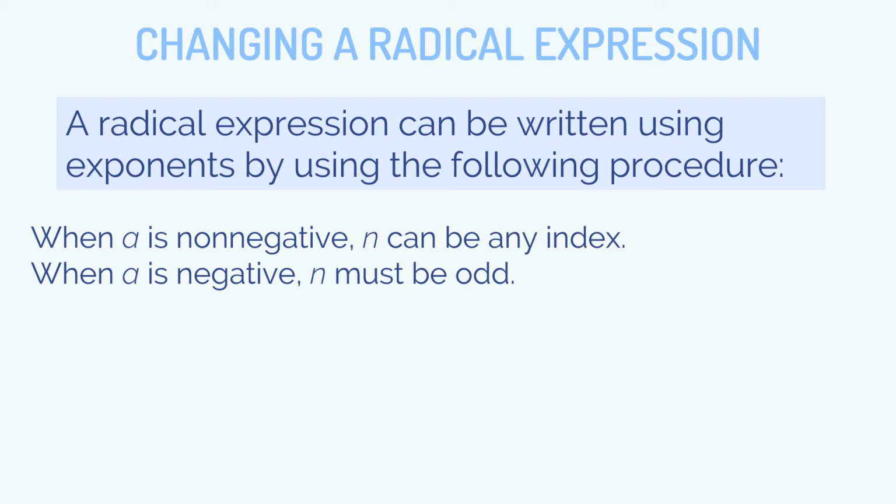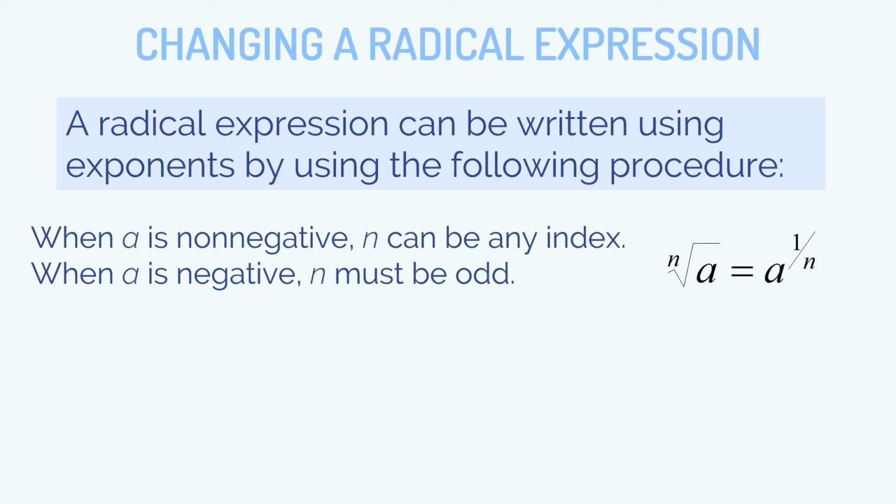When a is non-negative, the a is the radicand, the expression under the radical symbol, the n can be any index. But when the a, the radicand, is negative, the index must be odd. Why this condition? Because if the a is negative, you cannot take the square root, for example, of a negative number. It would be not real. And we need to guarantee that the expressions that we're working with in this lesson would be real numbers. So if the a is negative, the n must be odd. And let's see the expression that we need to know.